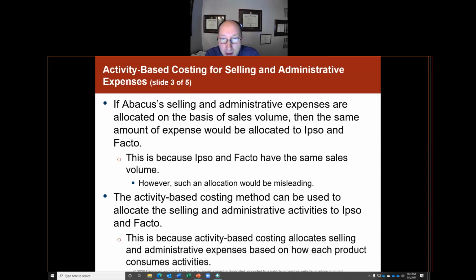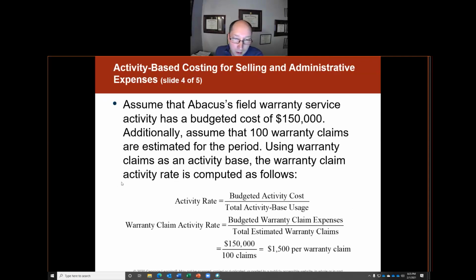So they're allocated by activity on the basis of sales volume. Sales volume would be your base. The number of sales would be your base, and the budget for selling and administrative expenses would be the top. Exactly. So here's how that looks. The company budgeted $150,000 for warranties, which is a part of your selling and administrative expenses.